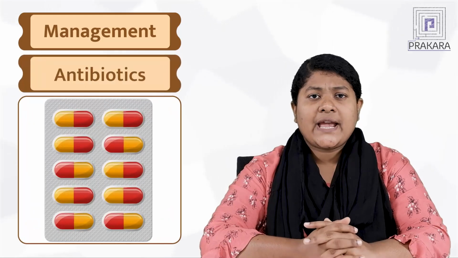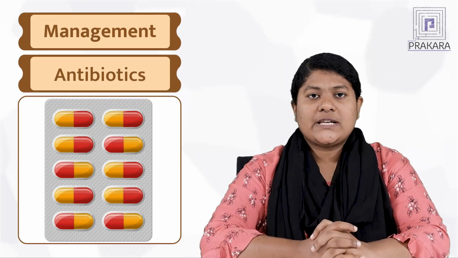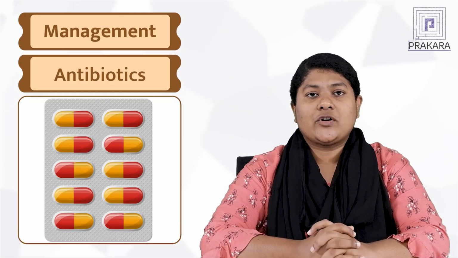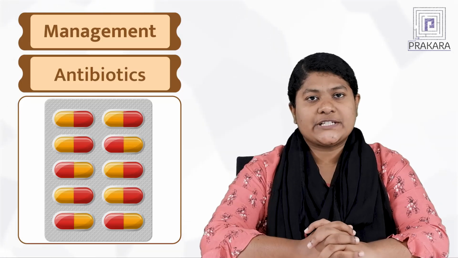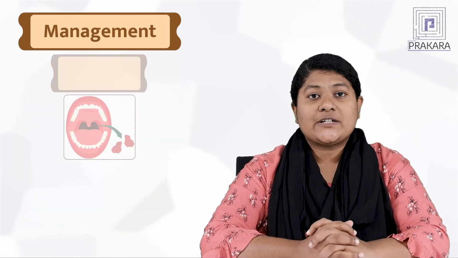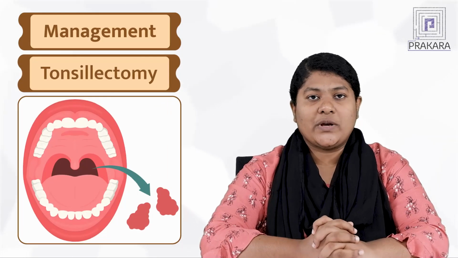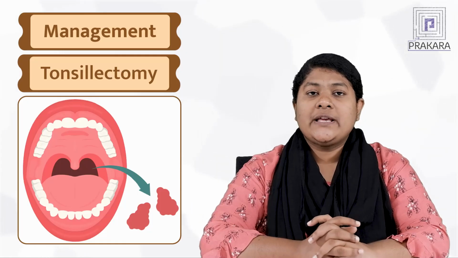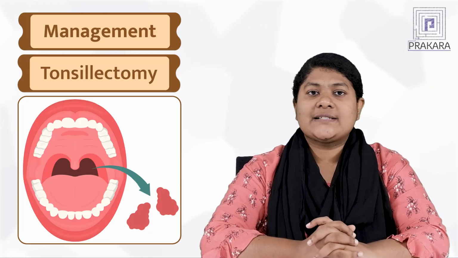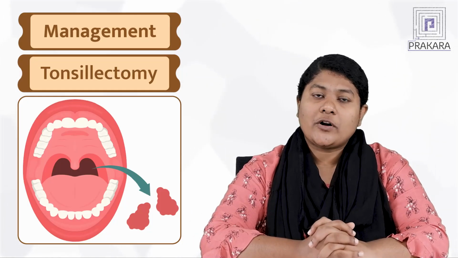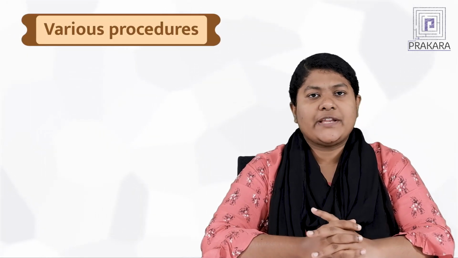Coming to the management, we administer antibiotics, and if it is chronic tonsillitis and it is mandatory that the tonsils be removed, then they go for the surgical approach called tonsillectomy. Ectomy means removal. So the removal of the tonsil is called tonsillectomy, and that is the surgical approach we go for in the chronic type of tonsillitis. Tonsillectomy can be done through various procedures or methods, and we will see a few of them.